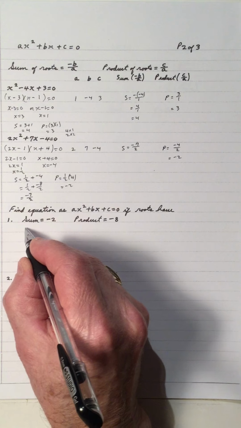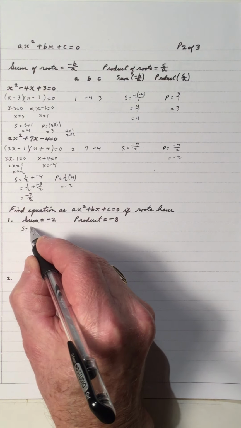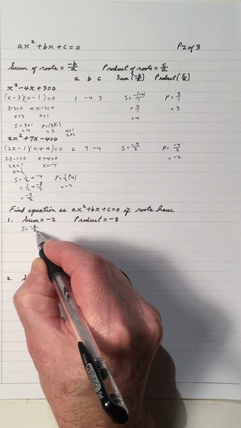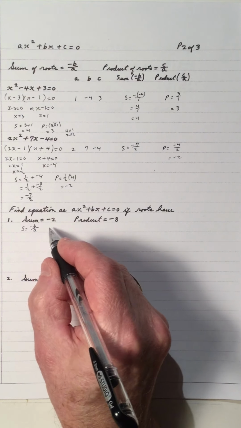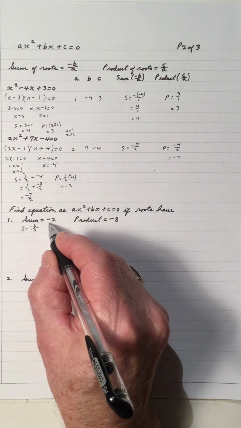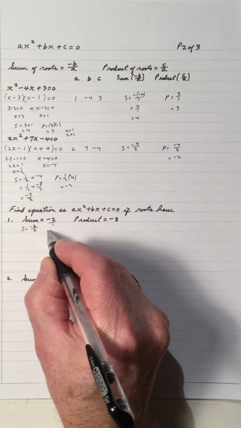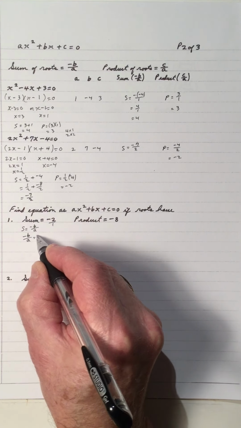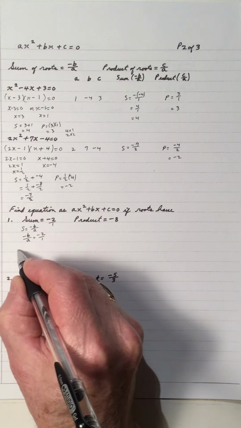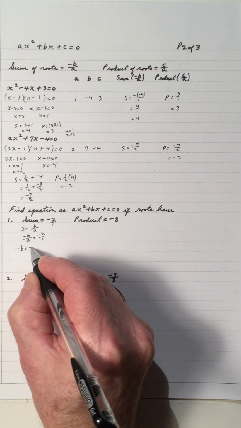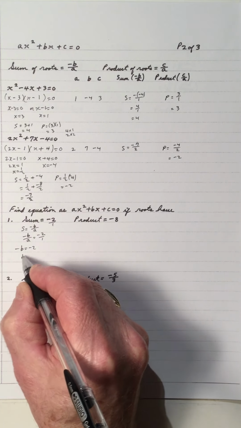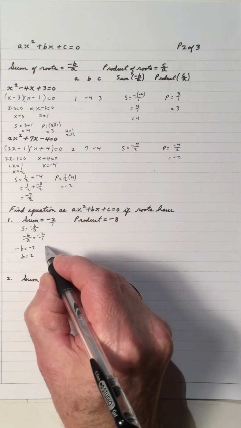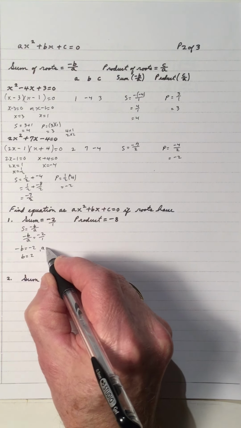Well, we know that the sum of the roots is negative b over a. So if the sum is negative 2, that's negative 2 over 1. So that means negative b over a is negative 2 over 1. So the negative b is negative 2. So multiply by negative 1, b is 2, and a is 1.